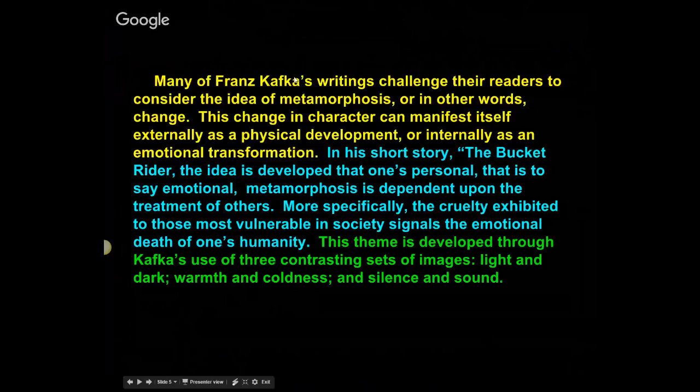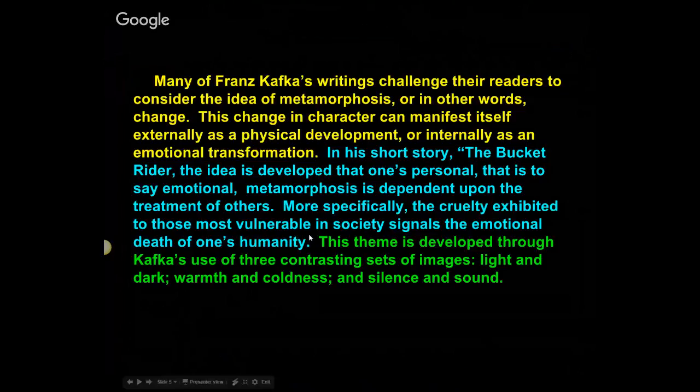So what I have written here, and again, I'm not asking you to write like this, but I just want you to get the idea of what the function of a topic sentence is. The function of a topic sentence here is, I have a general sentence or two on the idea of change within this short story, or generally change within his writings. Here is the meat of an intro.